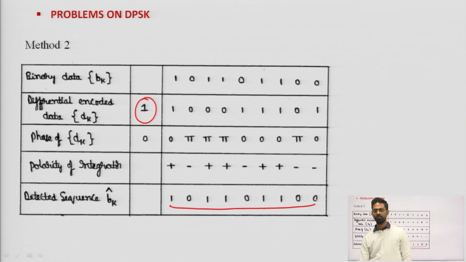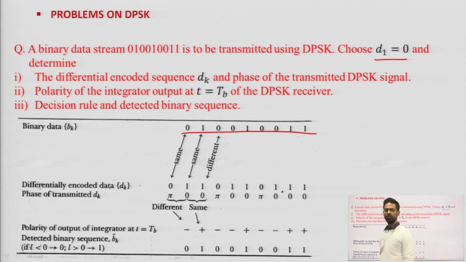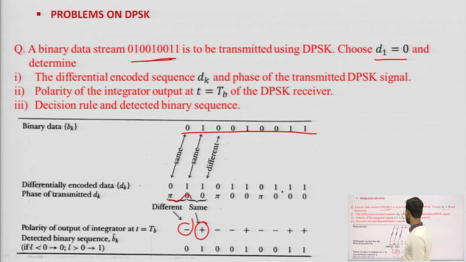In the next problem, a binary data stream is to be transmitted using DPSK. Choose D1 as 0 and determine the differentially encoded sequence Dk. The principle is the same, only the data stream is different: 0 1 0 0 1 1 0 1 0 0 1 1. If a different phase angle is there, then minus; if the same angle is there, then the polarity is plus, and we will get this sequence.